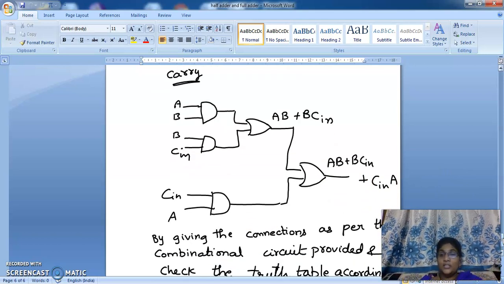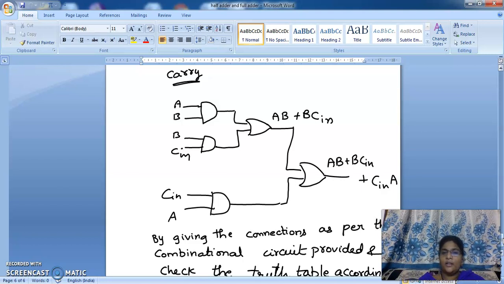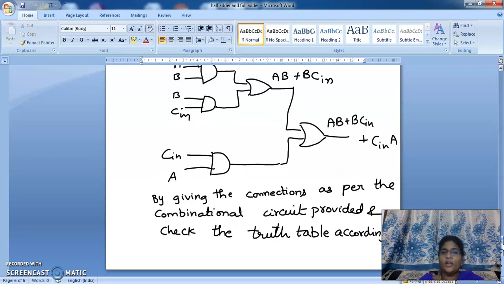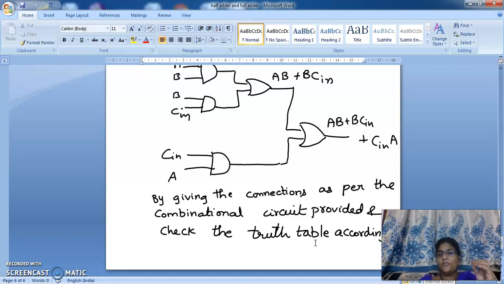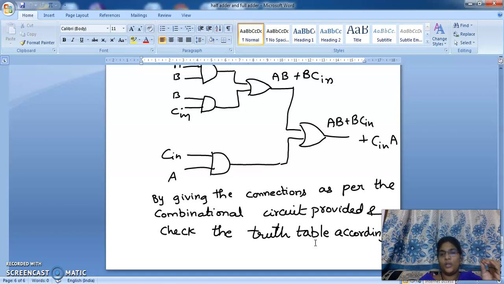Finally we will construct this in the kit. We'll give the connections in the kit, and then check the output accordingly with respect to the truth table. Like that, we need to check the half adder and full adder. Next, we'll discuss the half subtractor and full subtractor.